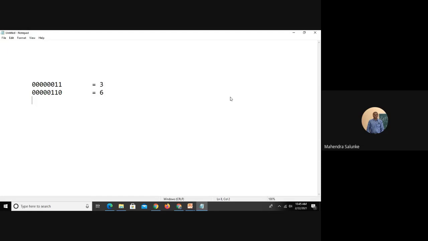Now, I am again shifting it towards the left. So 0, 0, 0, 0, then 1, 1, 0, 0. What is the magnitude of this number? It is 12, in decimal I am writing. Now, what is the relation between these numbers 3, 6 and 12? Every time you shift a number towards the left, it is getting multiplied by 2.